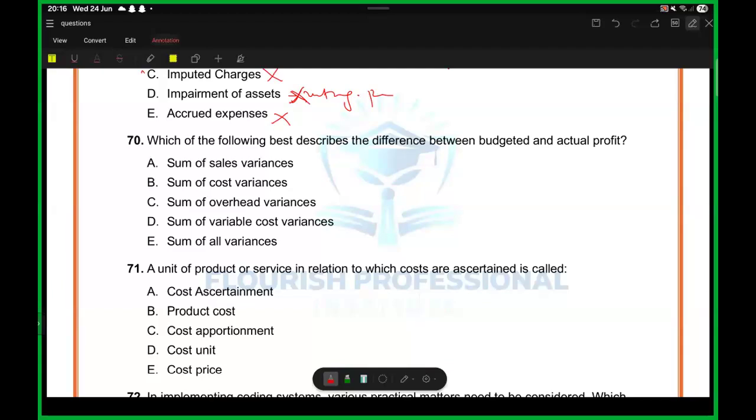Okay, so what's the answer? Okay, no problem. The answer is E. Sum of all the variances will affect the budgeted and the actual profit. Because during sales variance, we have cost variance. The cost variances are the material cost, labor cost, overheads. They are the cost variance. The overhead variances are the production overhead, the efficiency overheads, and all that. And all of these things will affect the actual profits and the budgeted profits. Do we understand?